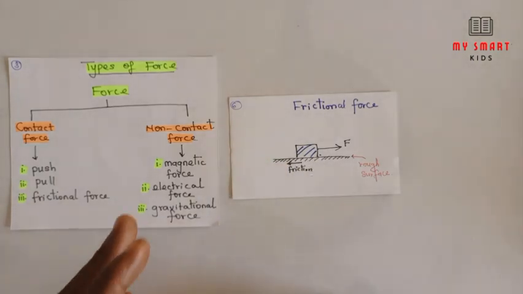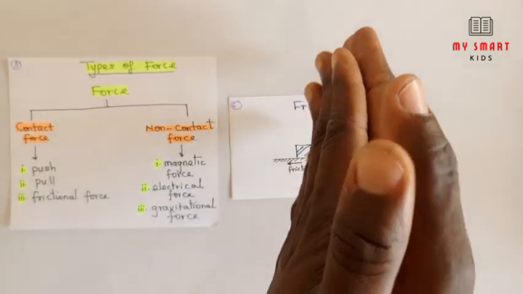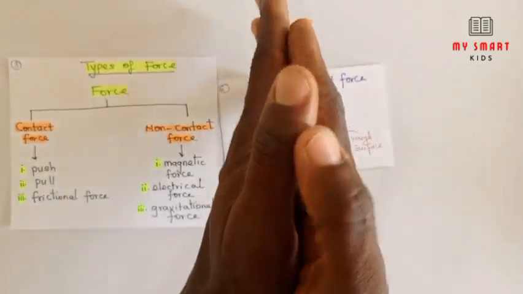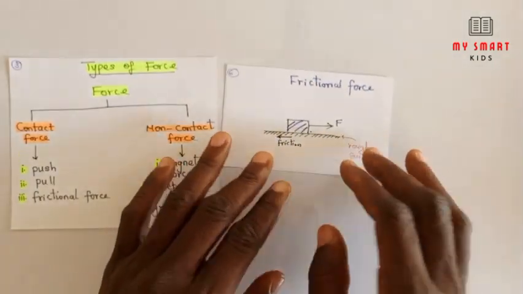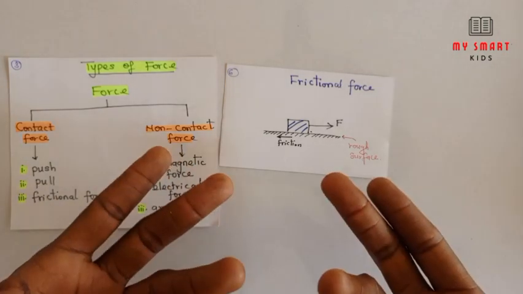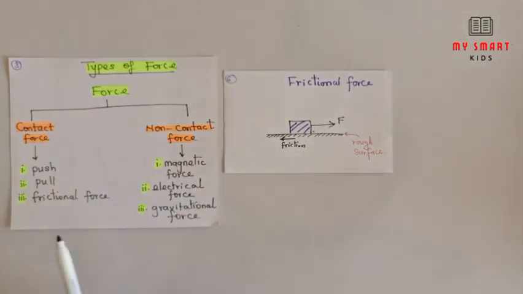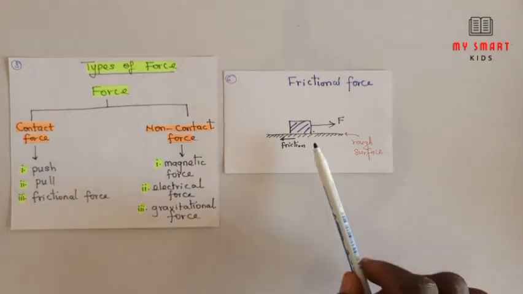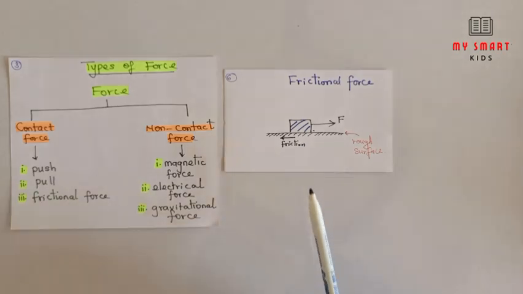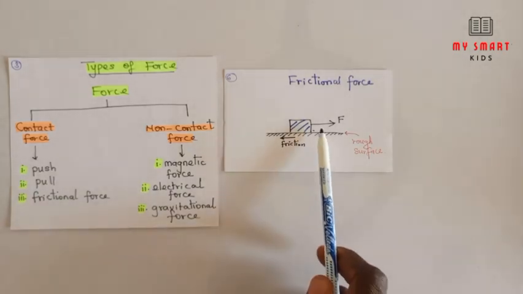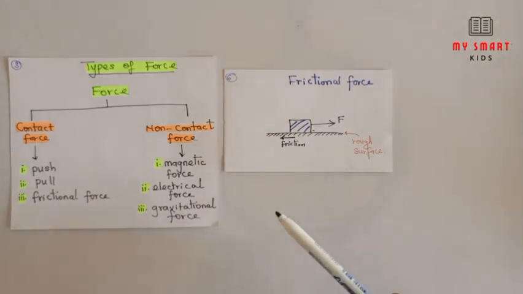So when you rub your palms together, they become hot as you rub, and because they are touching each other, the heat is coming from friction. We say it is a contact force, because for frictional force to exist, the two bodies must be in contact, and the frictional force will be against your pull or your push, so that the object will not move.